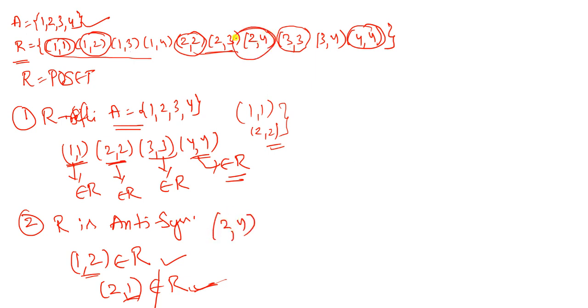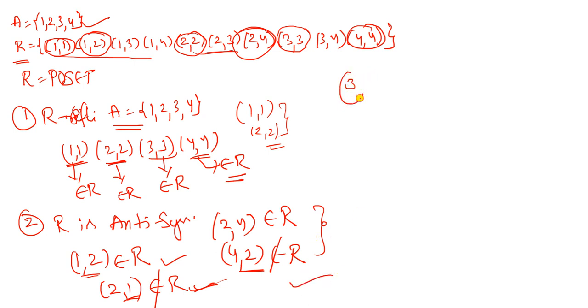Take another element, 2 comma 4. 2 comma 4 belongs to R, so in the given relation we have 2 comma 4. Does 4 comma 2 exist in the relation R? No, it does not belong to R. The element 4 comma 2 is not in the given relation. That means R is antisymmetric, right? So the second condition is also satisfied.